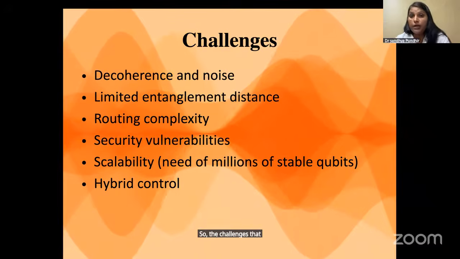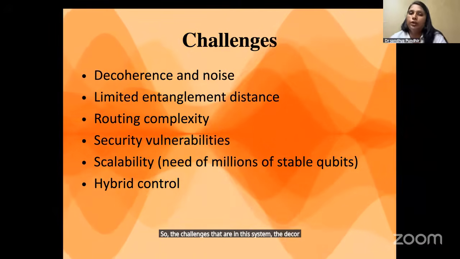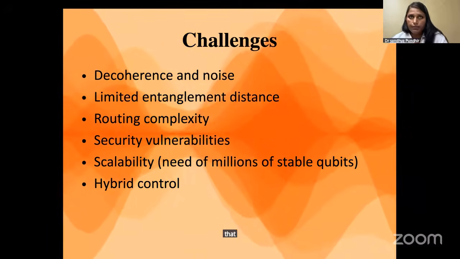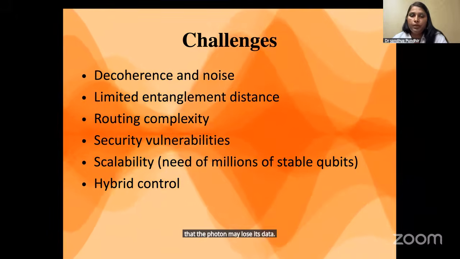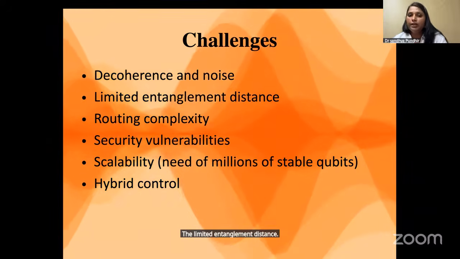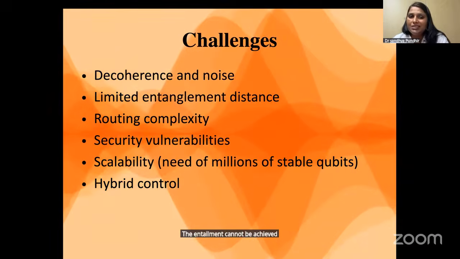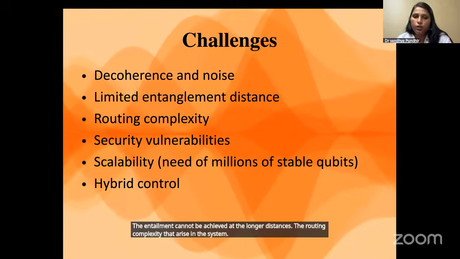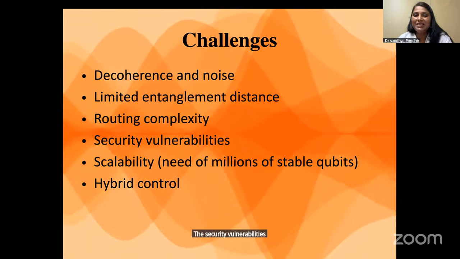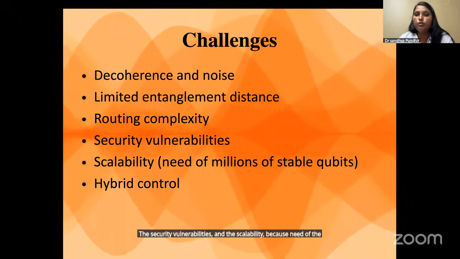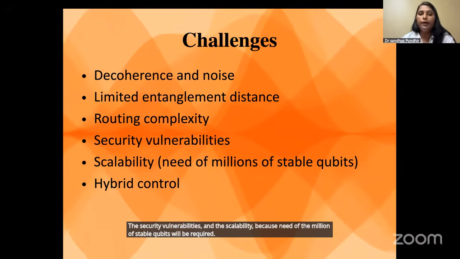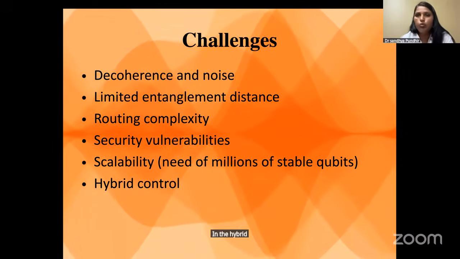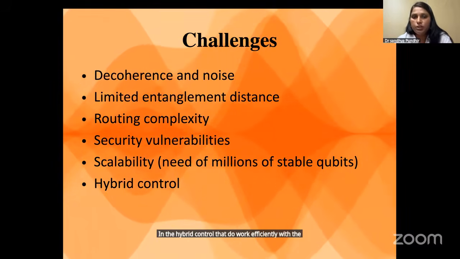So the challenges in this system are decoherence and noise, where the photon may lose its data; the limited entanglement distance, since entanglement cannot be achieved at longer distances; the routing complexity that arises in the system; the security vulnerabilities; and scalability, because millions of stable qubits will be required; and hybrid control that has to work efficiently with the system.